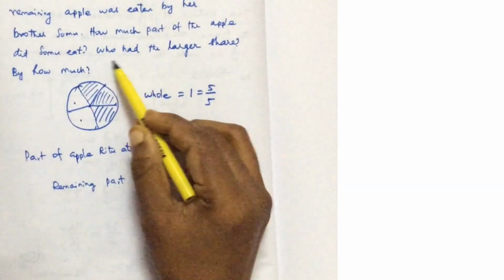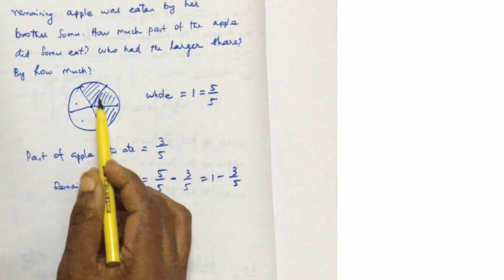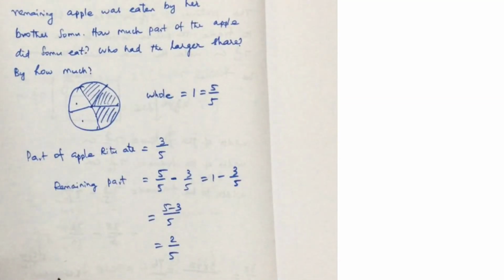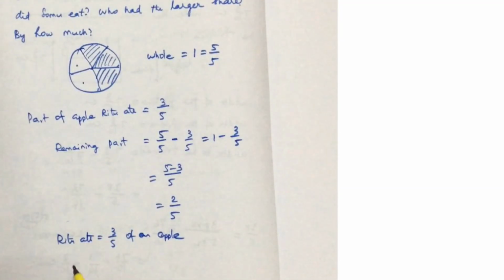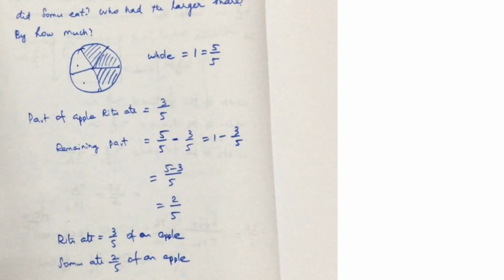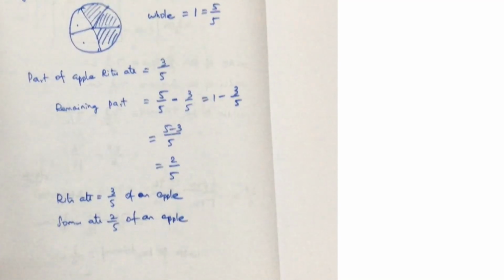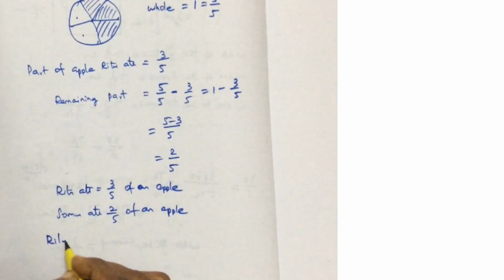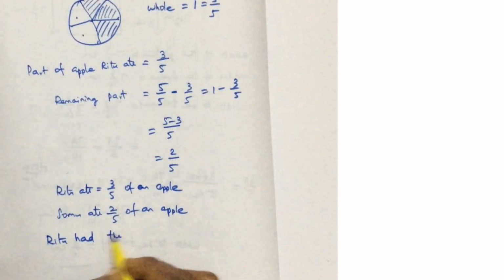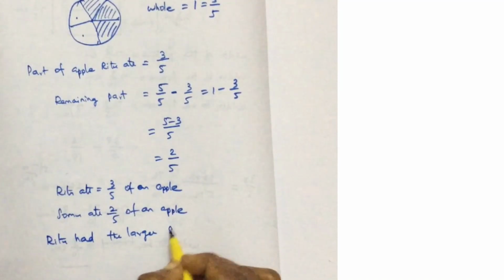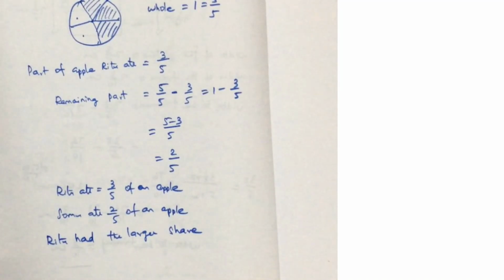Now you see who had the largest share. Here it is 3 parts. So Ritu ate 3 by 5 of an apple. Next is Somu, ate 2 by 5 of an apple. Now who had the largest share is Ritu. Ritu had the largest share.